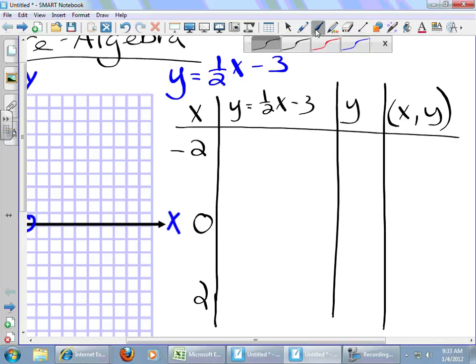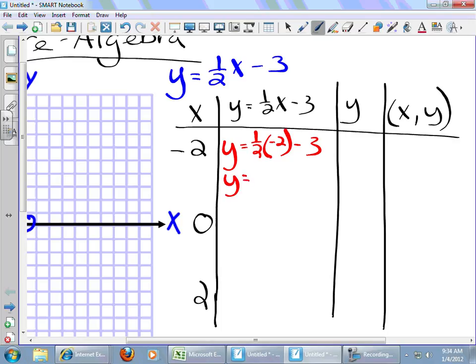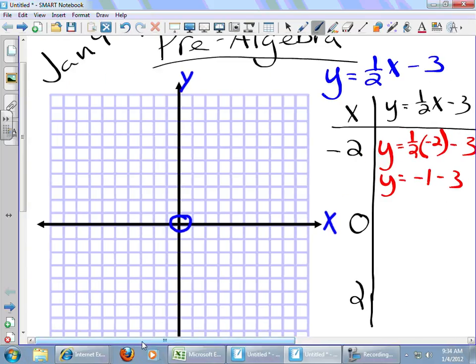So, quickly, I know I'm doing this review, but it's good for you to see. 1/2 times -2 minus 3. Well, 1/2 of -2 is -1, minus 3 is -4. So my first point occurs at -2, -4. I'll go ahead and graph that point. I go from the origin, count 2 left, and then 4 down. There is my first point.